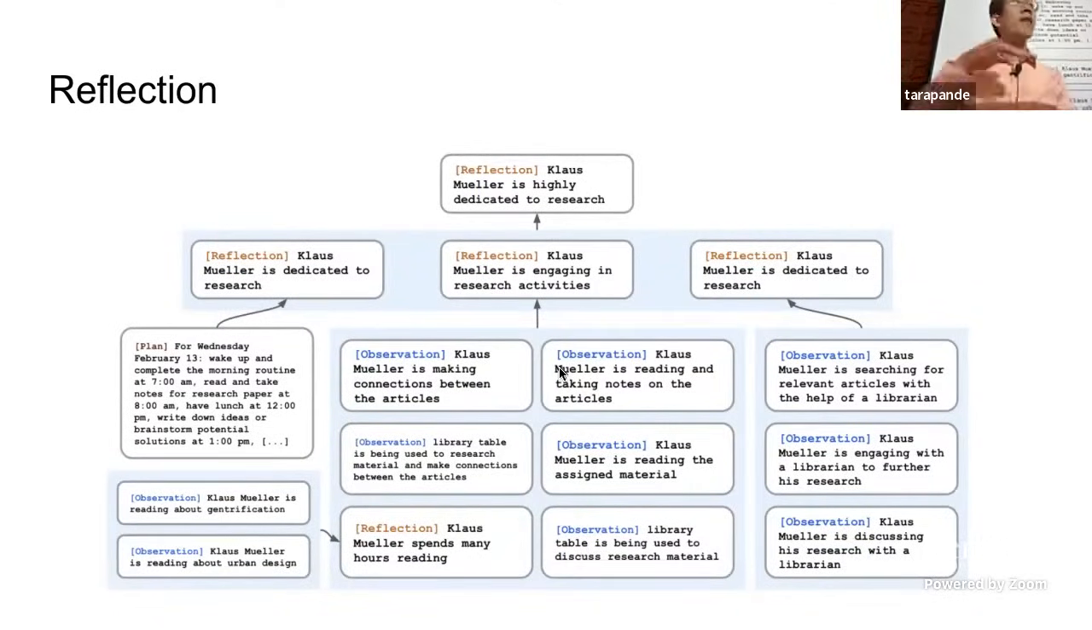Remember, the memory stream is very, very low level. If you have an agent that just reacts to individual memories, that's going to be an agent that is fairly in the weeds. So reflection takes groups of memories and abstracts them. For example, we have this guy in Smallville whose name is Klaus Müller. He's reading about urban design. That's a concrete observation. But then it gets abstracted again and again into something high level, like "Klaus Müller's highly dedicated research." This is what gives the agents a more global sense of purpose rather than reacting to low-level details.